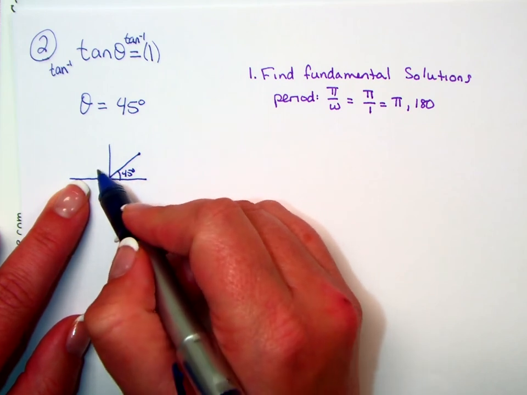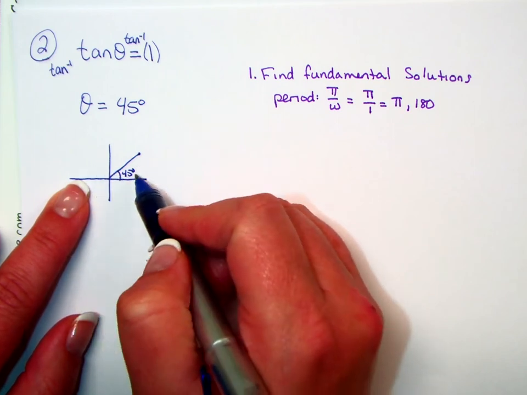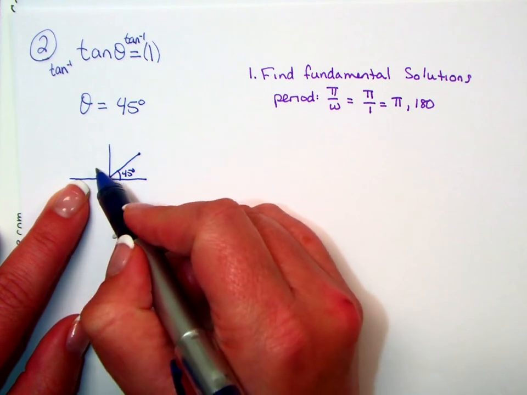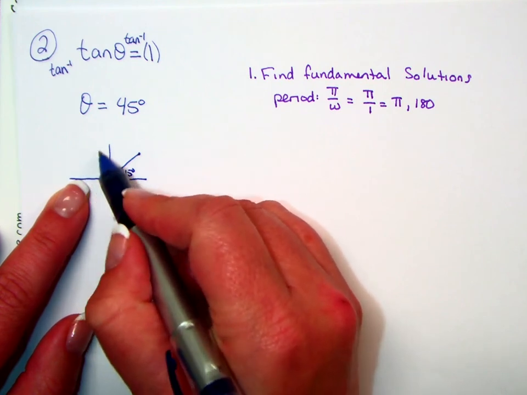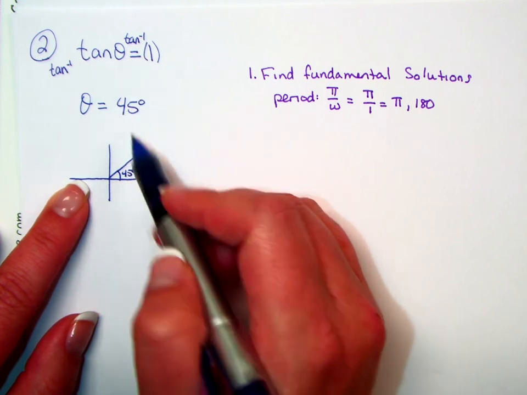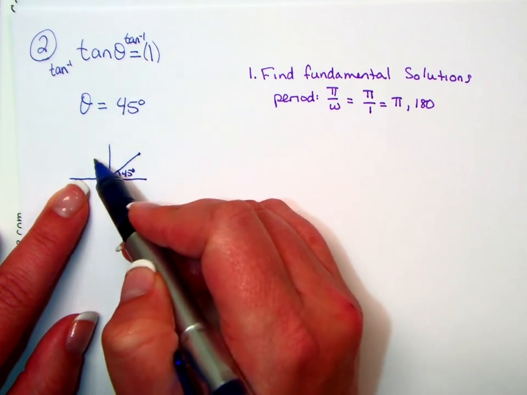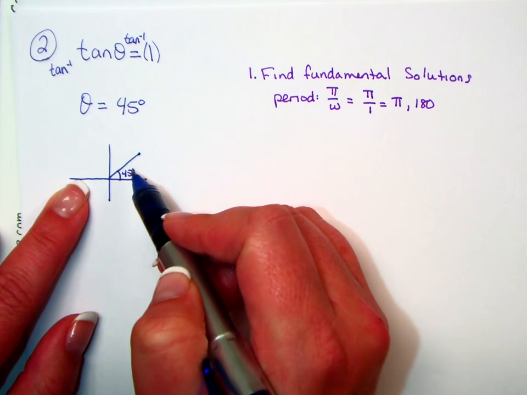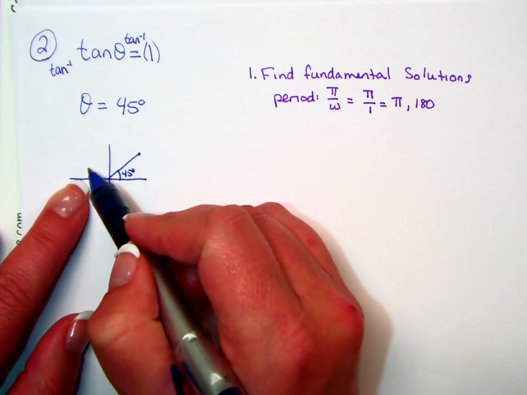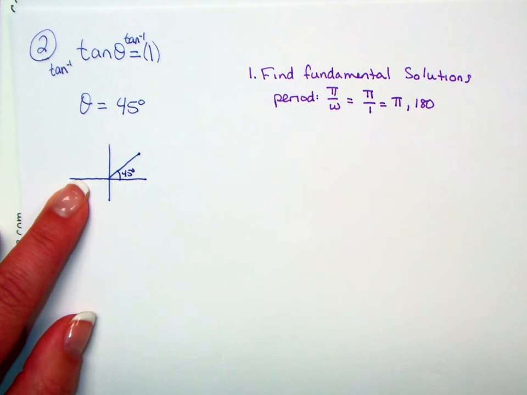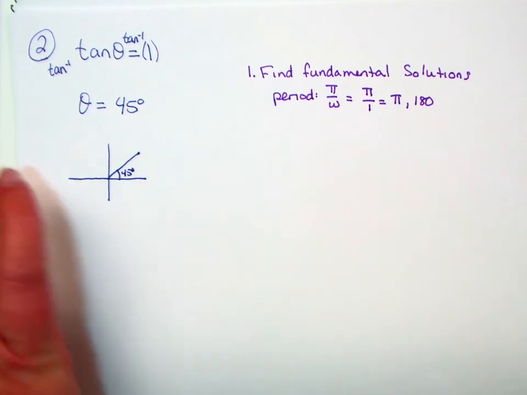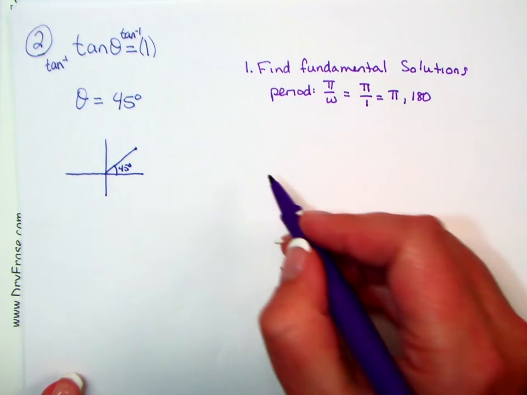Now, if you remember, in quadrant 2, from all students take calculus, only sine is positive here. So tangent happens to be negative here. So this equation only has one fundamental solution, right? So that is the only answer we have to find, okay? So the second thing we're going to do is find our general formula.